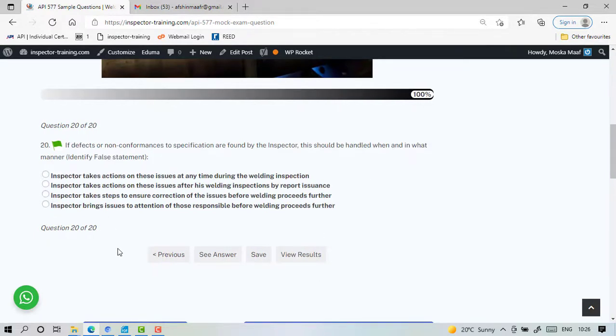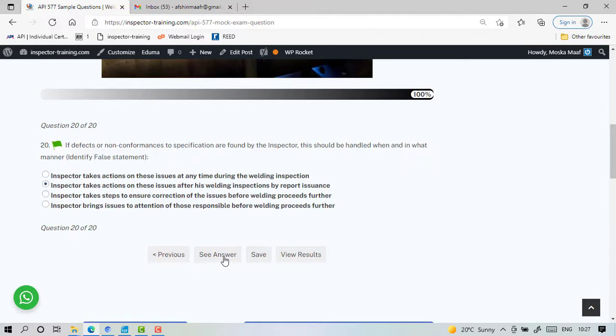And the last question is, if defects or non-conformances to a specification are found by the inspector, this should be handled when and in what manner. So the false statement you need to find here. Inspector takes action on these issues at any time. So whenever you find it, you take action. That's correct. Inspector takes action on these issues after the welding inspection. You don't want to go. So this is the wrong one because you don't want to wait till the end, because the amount of work and rework is much more than if you stop the job, correct it, and then move on.